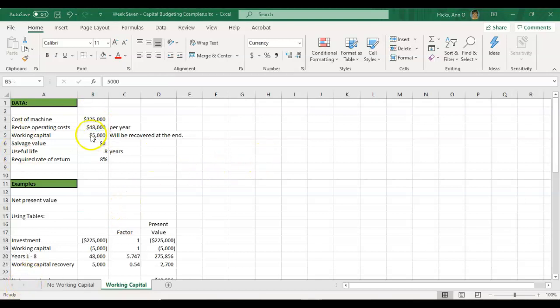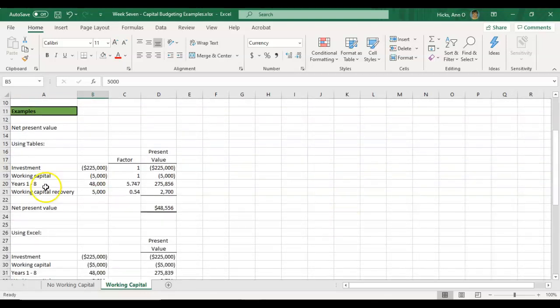So what I'm assuming here is everything is the same, but we do have a $5,000 working capital that we're going to need to invest at the beginning, but we will recoup it at the end. So let's calculate the impact that has on our net present value. We still have our $225,000 investment, but it's now increased by the working capital investment of $5,000. Notice both of those are investments made today, so present value and raw dollars are the same.